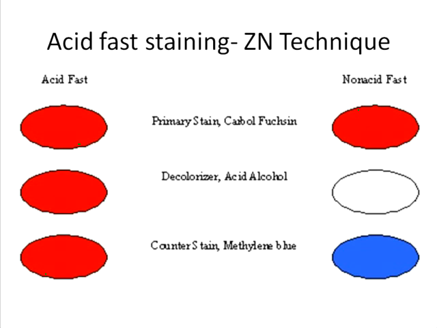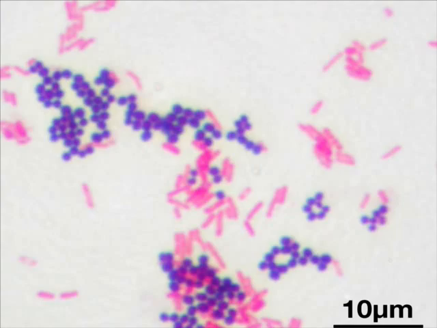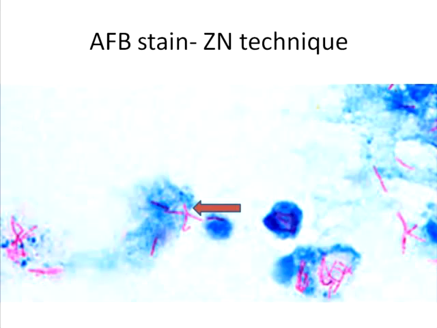So in the next slide you see the acid fast staining technique, wherein you see a blue background against which the acid fast organisms appear pink in color. It takes a deep pink color marked by the arrows.